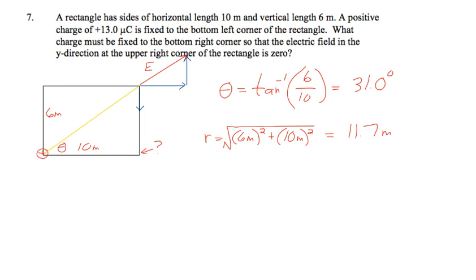It'll be a negative because, remember, electric field vectors go away from positives and they go towards negatives. So there has to be a negative in that corner. And that's ultimately what I'm looking for. What value? So the next thing is, let's get the electric field.